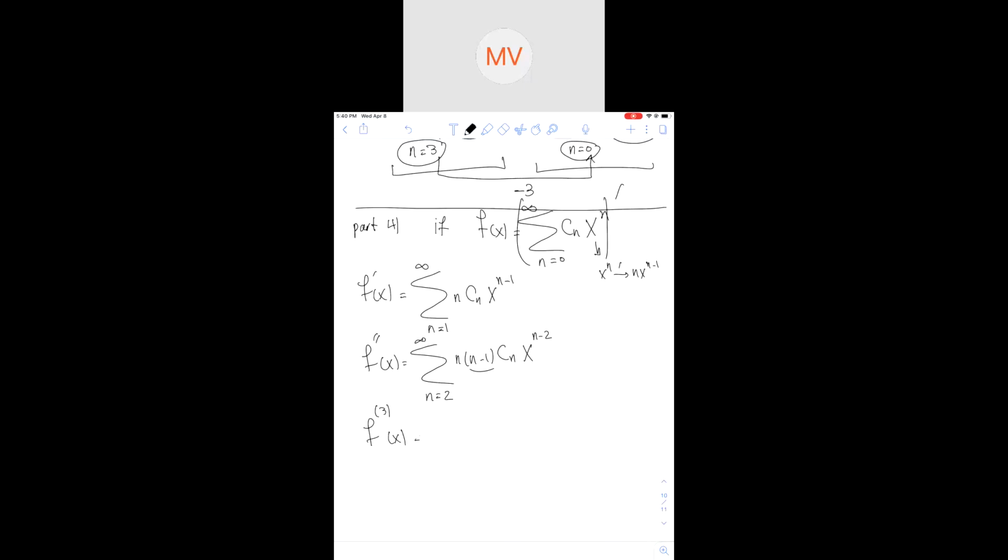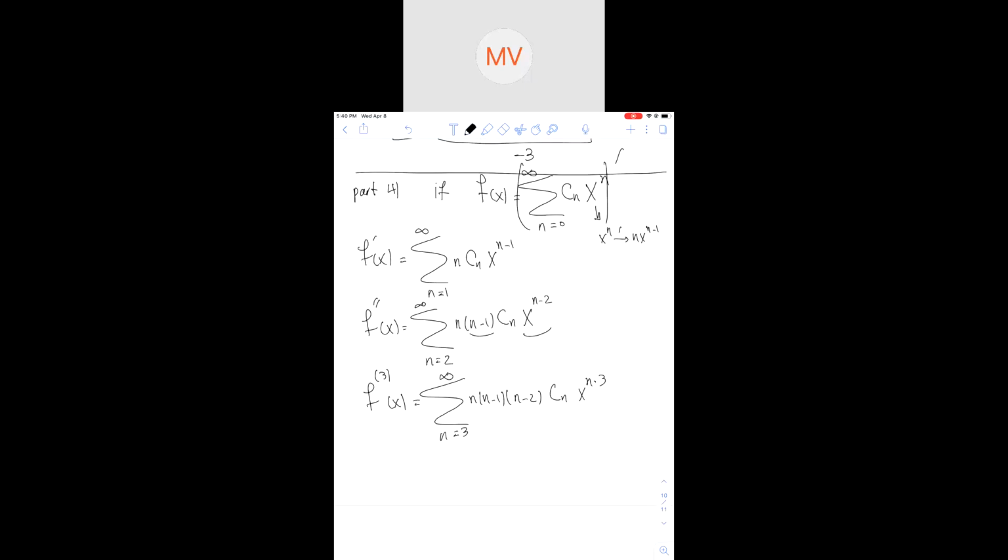The third derivative of that is n times n minus 1 times n minus 2 x to the n minus 3. And c sub n, this time you start from 3 to infinity. Why doesn't c n drop out if it's constant?